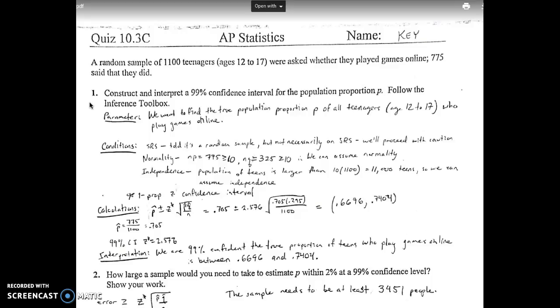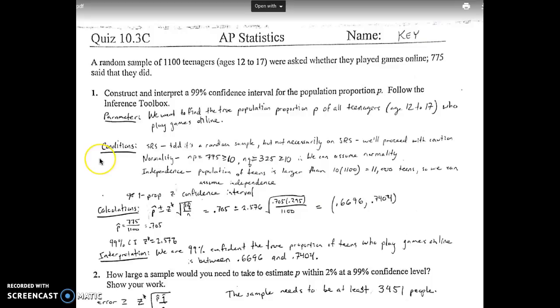The first step, the parameter. What do you want to find by doing this inference toolbox? You want to find the true population proportion P of all the teenagers ages 12 to 17 who play games online. Second step, conditions. There's 3 conditions: SRS, normality, and independence.